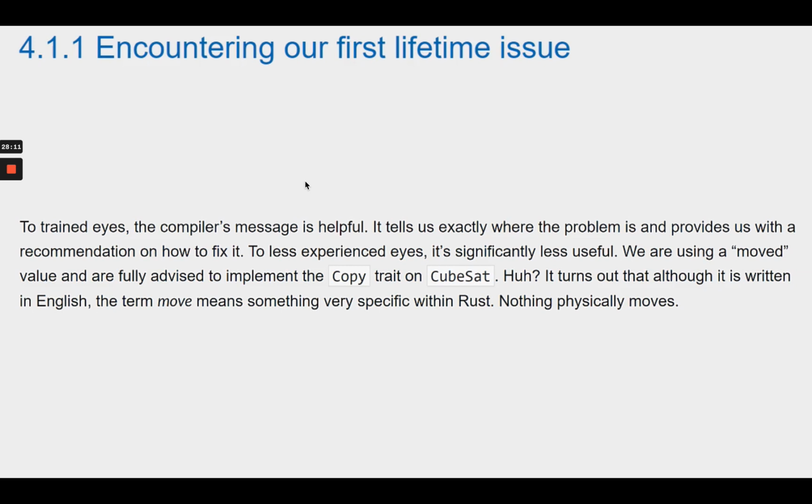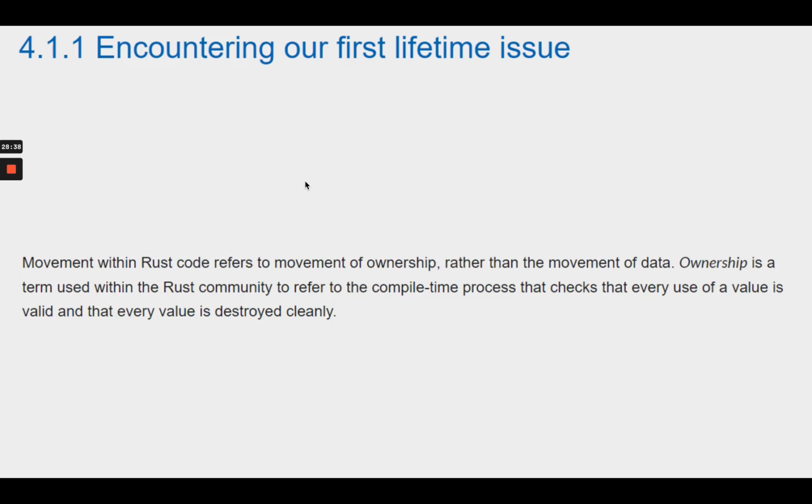It tells us exactly where the problem is and provides us with a recommendation on how to fix it. To less experienced eyes, it's significantly less useful. We are using a moved value and are fully advised to implement the Copy trait on CubeSat. Huh? It turns out that although it is written in English, the term "move" means something very specific within Rust. Nothing physically moves. Movement within Rust code refers to movement of ownership rather than the movement of data.